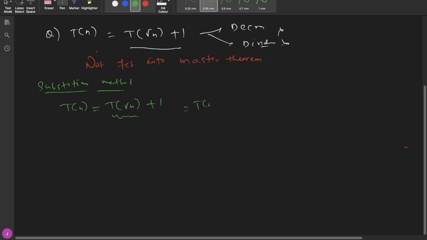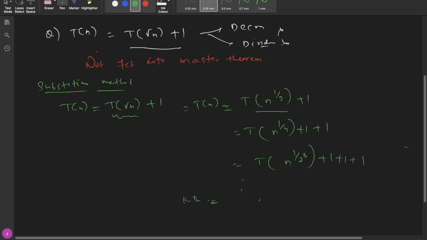So I can write it as T of n equals T of n power half plus 1. Then for replacing T of n power half, I can write it as n power 1 by 4 plus 1 plus 1, then T of n power 1 by 2 power 3, that is 1 by 8, plus 1 plus 1 plus 1. So at the kth step the equation will be T of n power 1 by 2 power k plus k, because the number of ones equals the exponent of 2. So at the kth step this will be the equation.